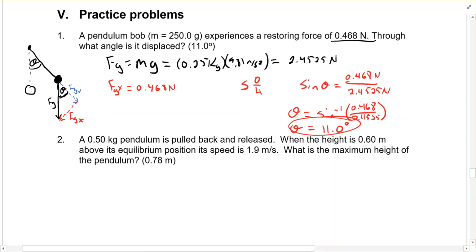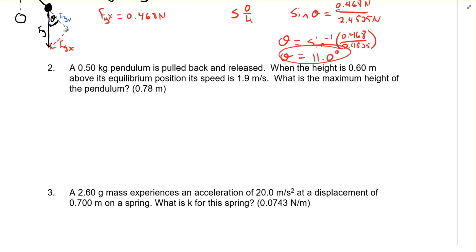All right, next one. A 0.5 kilogram pendulum is pulled back and released when the height is 0.6 meters above its equilibrium position and its speed is 1.9 meters per second. What is the maximum height of the pendulum?